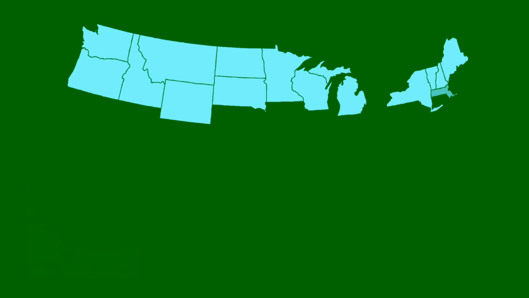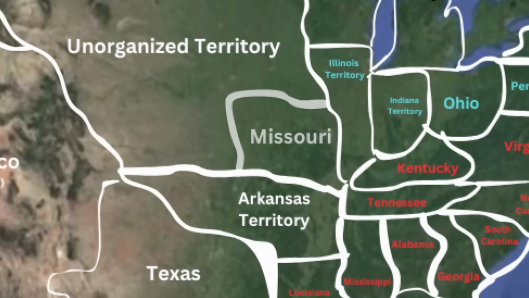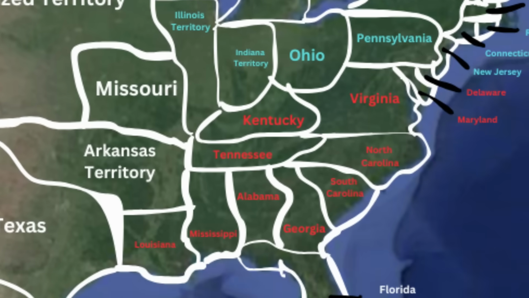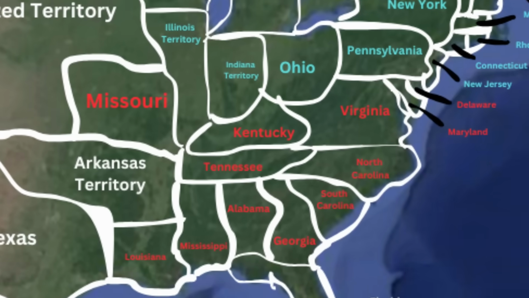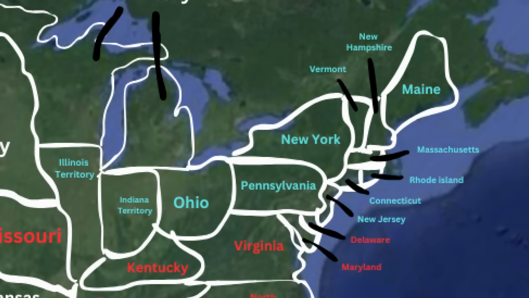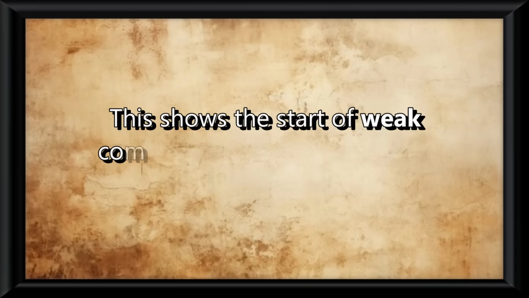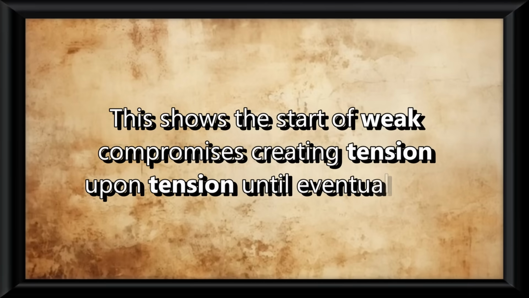So throughout the early republic, states kept getting added and became either a slave or free state. As this continued, in 1819 there was a balance of 11 slave states and 11 free states. But as America was expanding westward, Missouri was added as a state. The South wanted it to be a slave state, and it ended up becoming one. The North, however, felt cheated and made the Missouri Compromise, which added Maine as an official free state and said above a certain line there couldn't be any more slave states. This shows the start of weak compromises, creating tension upon tension until eventual war.